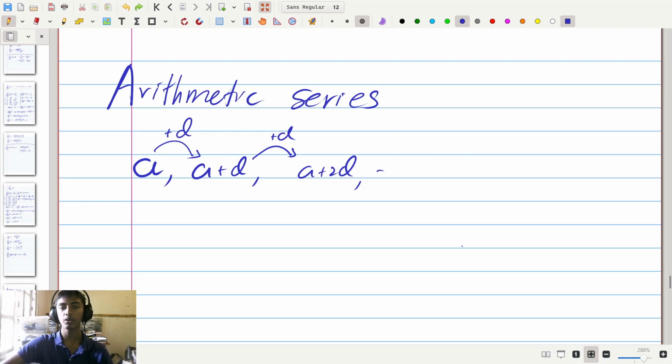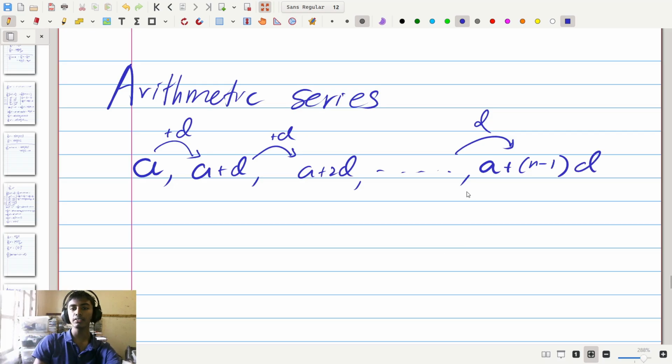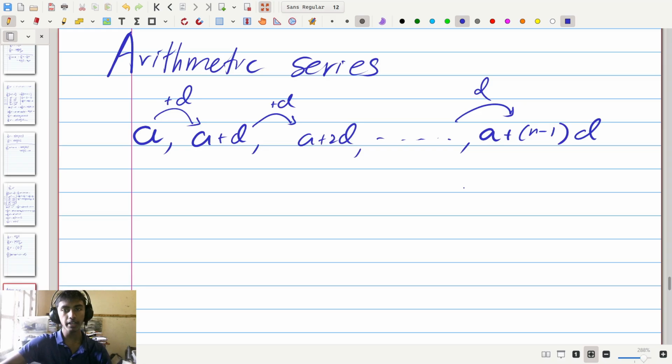So if we consider going forward like this n number of times, the last term would have a total number of d's equal to n minus 1, meaning that the last term, the nth term, would be a plus (n minus 1) times d. Occasionally, we will write the last term simply as L. So therefore, an arithmetic series could also be written as a, comma, a plus d, comma, a plus 2d, and so on in this direction.